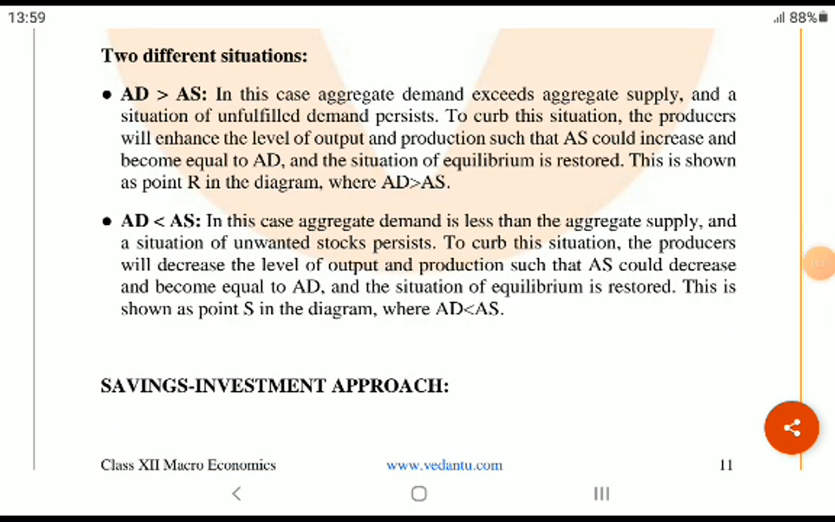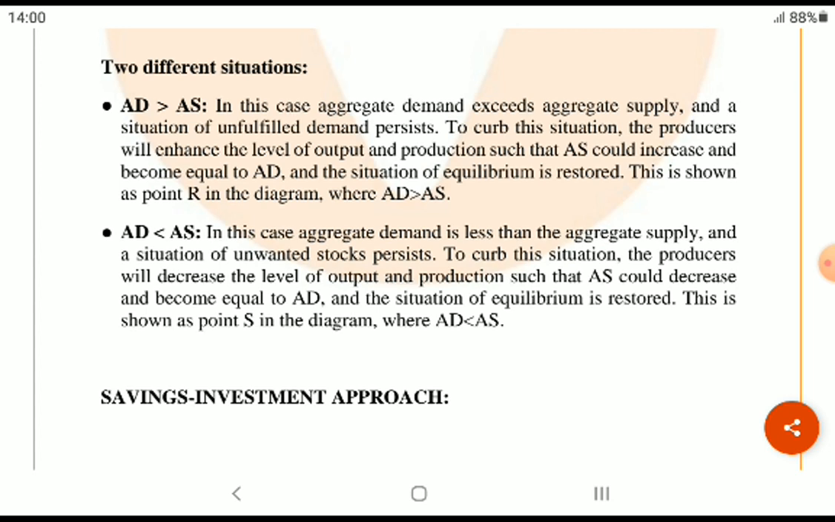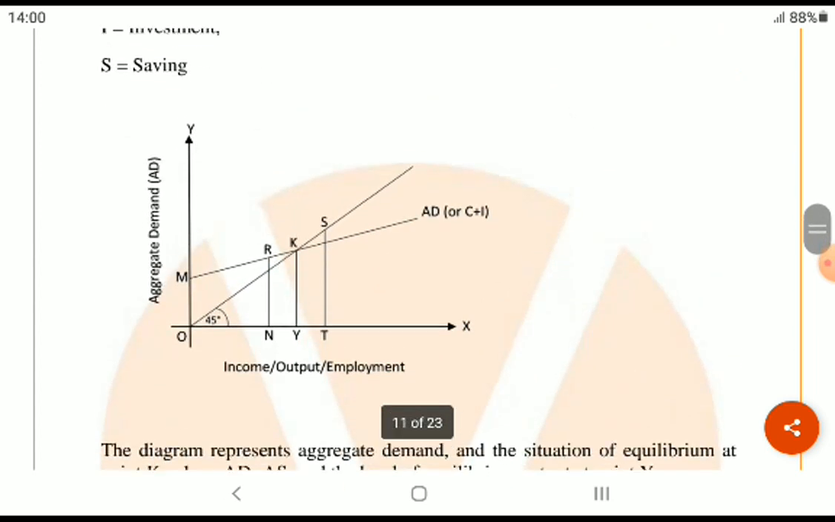Next topic is two different situations. Here AD is greater than AS. In this case, aggregate demand exceeds aggregate supply, and a situation of unfulfilled demand persists. To curb this situation, the producers will enhance the levels of output and production such that AS could increase and become equal to AD. And this situation of equilibrium is restored, and this is shown at point R in the diagram where AD is greater than AS.